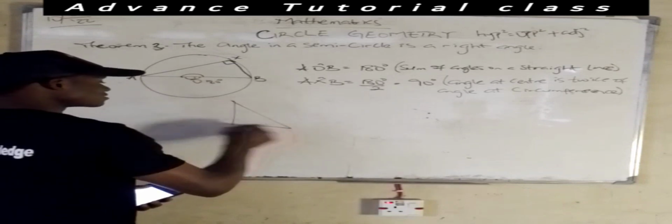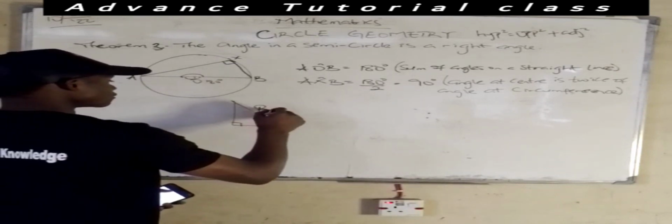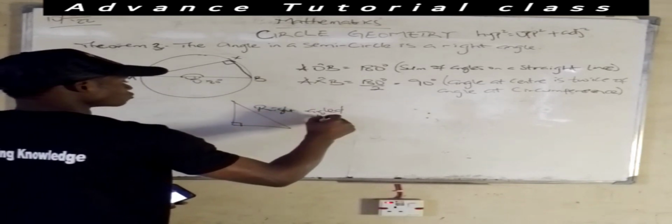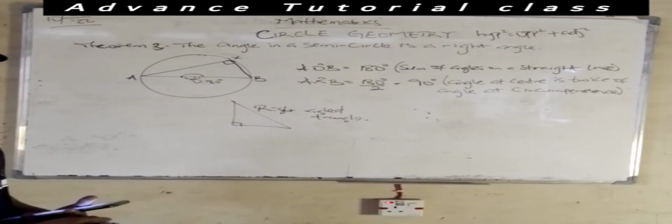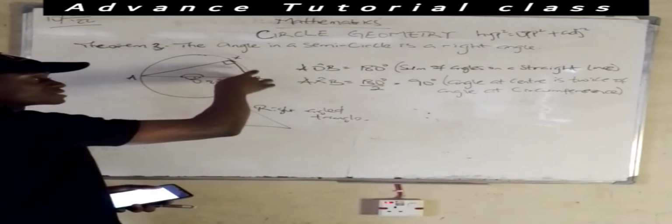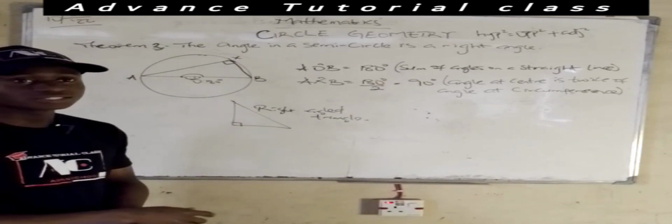Now, you can remember, any triangle that has 90 degrees as one part of it is definitely a right angled triangle. That is why this theorem states that the angle in a semicircle is a right angle. So whenever you see a semicircle, any angle in that semicircle is a right angle. So we have an example on this.